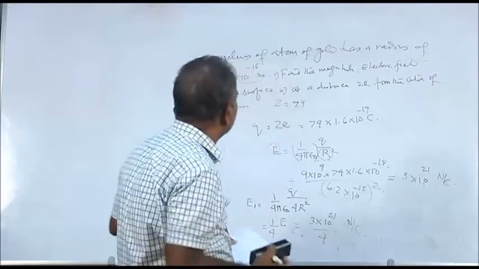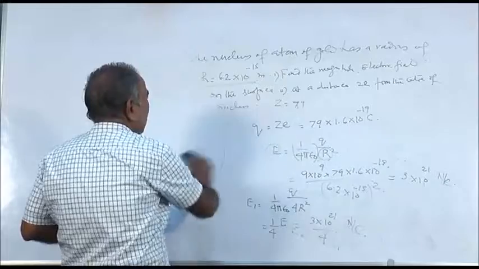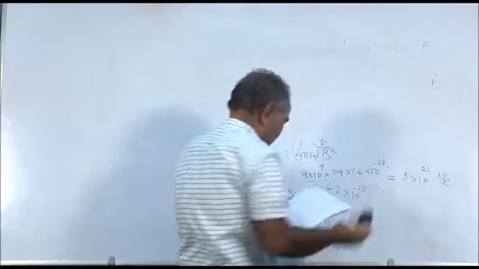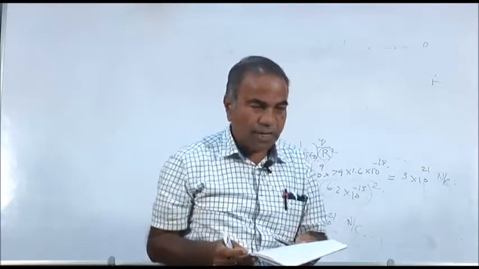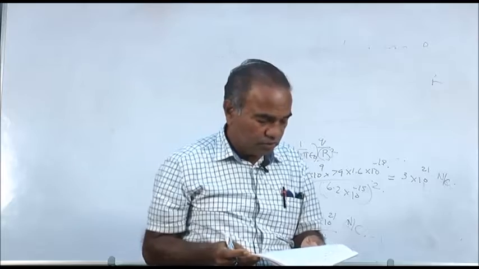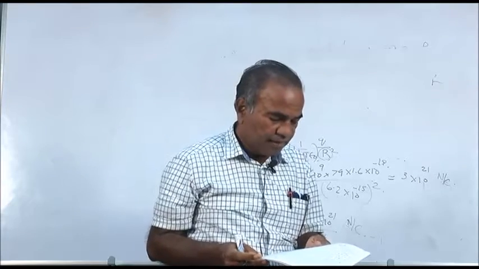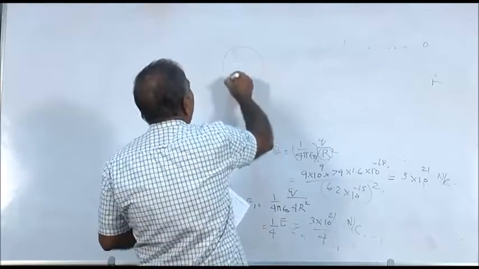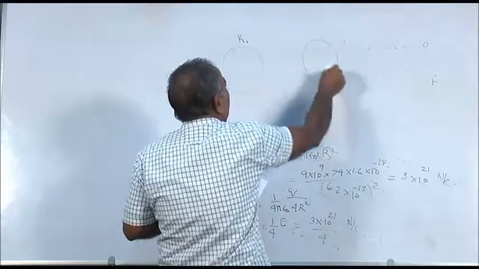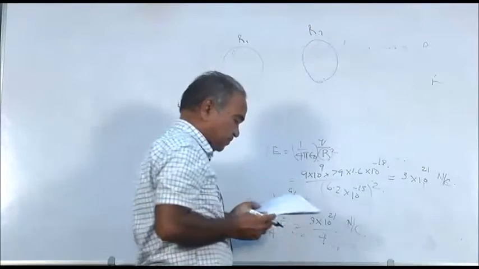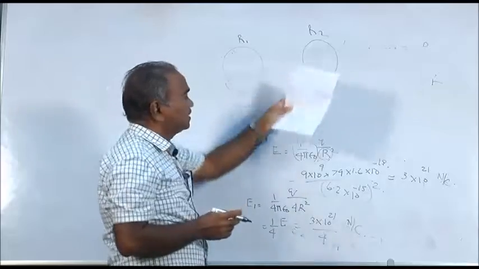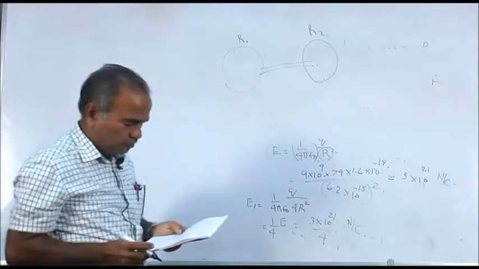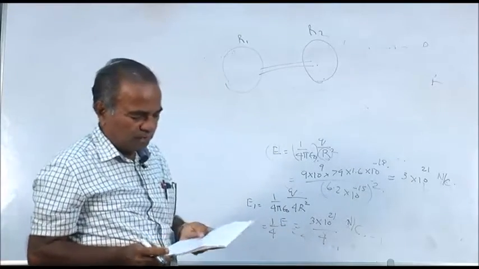Then another problem is: two spheres of radii R1 and R2 are charged and joined by a wire. Find the ratio of electric field intensity. There are two spheres, one of radius R1 and another of radius R2. They are charged and joined together by a wire. You connect them by a wire. So find the ratio of electric field intensity.